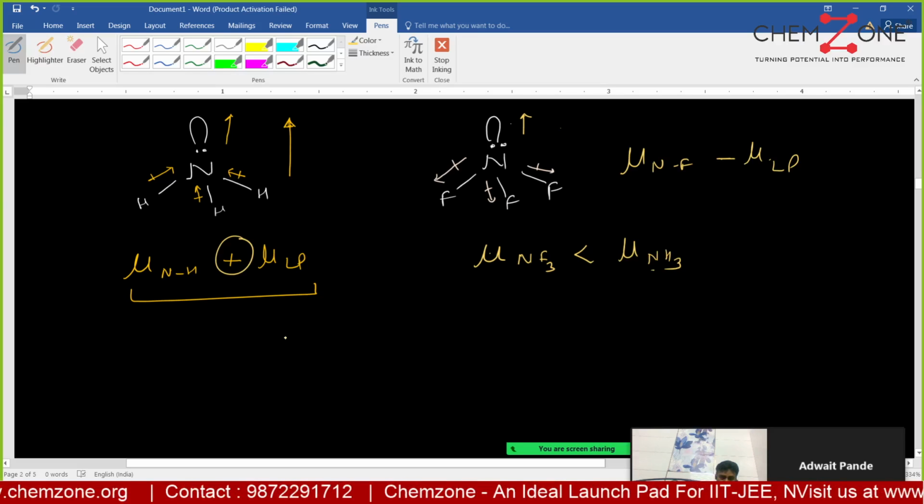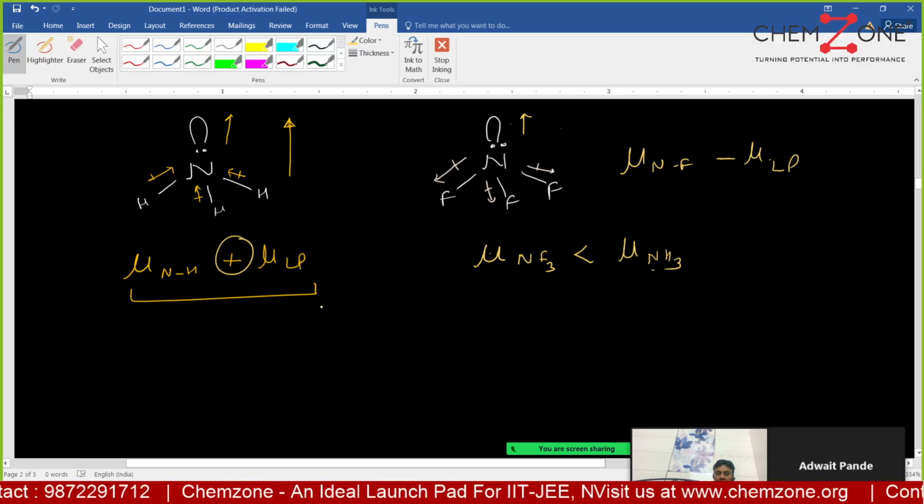It's a very good question, very important question theoretically. Why, out of these two molecules, which has more dipole moment and why? It is given in exam questions also.